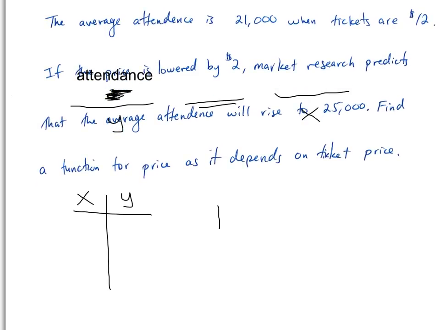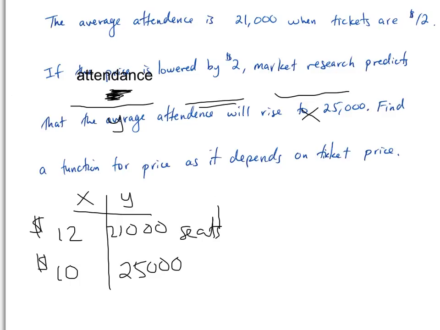So remember, x is the ticket price. So ticket price is $12. The number of tickets is 21,000. And then if the price is lowered by $2, so now the ticket price is $10, the attendance is 25,000 people. So this is in dollars. These are in seats, or attendance.